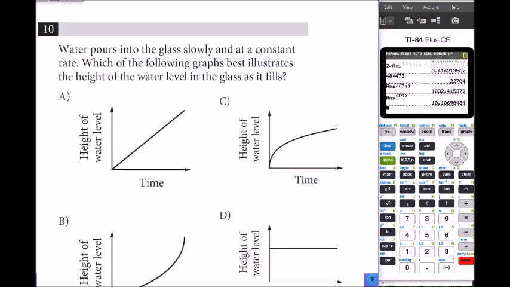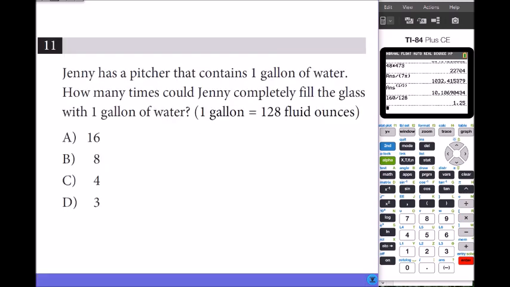So the height would increase slowly, right? So here it increases faster and then slowly. So it is C.